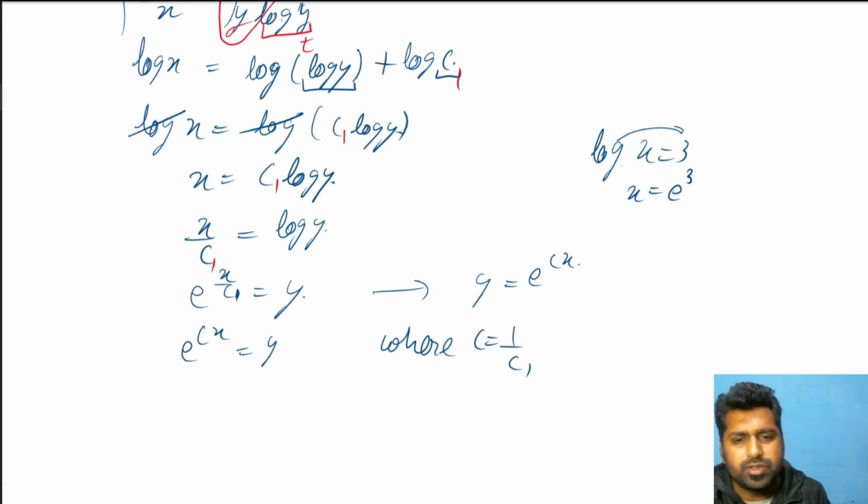The only problem the students face most of the time is that they have already done the answer, but when they try to match it with options or the answers given in the book, they'll say that my answer is e raised to power x by c, and the book has given e raised to power cx. So this is the reason. All right, fine, we have learned this also.